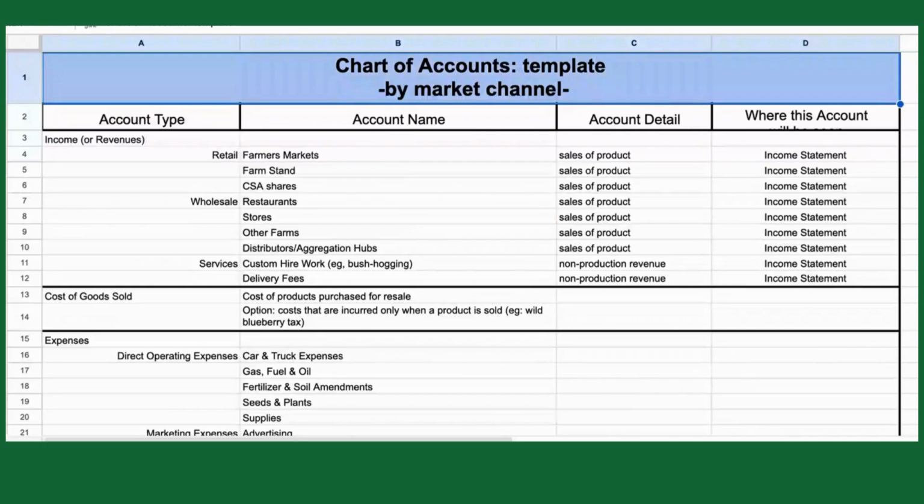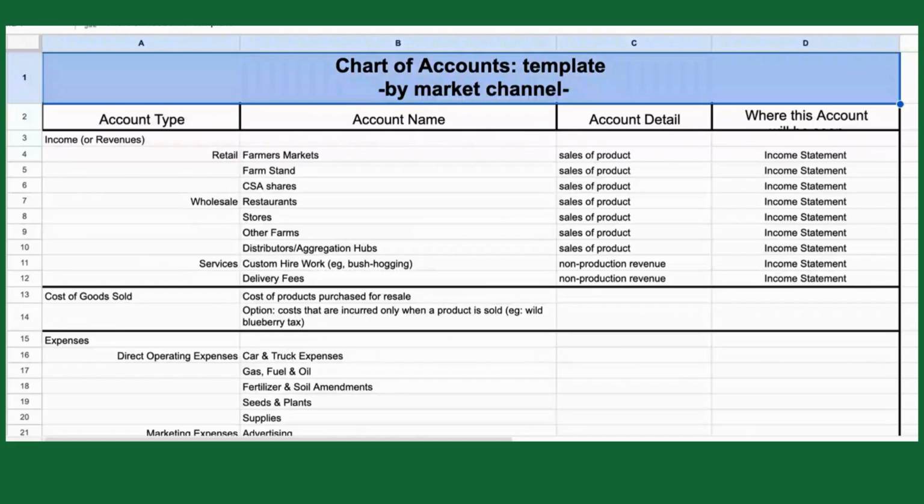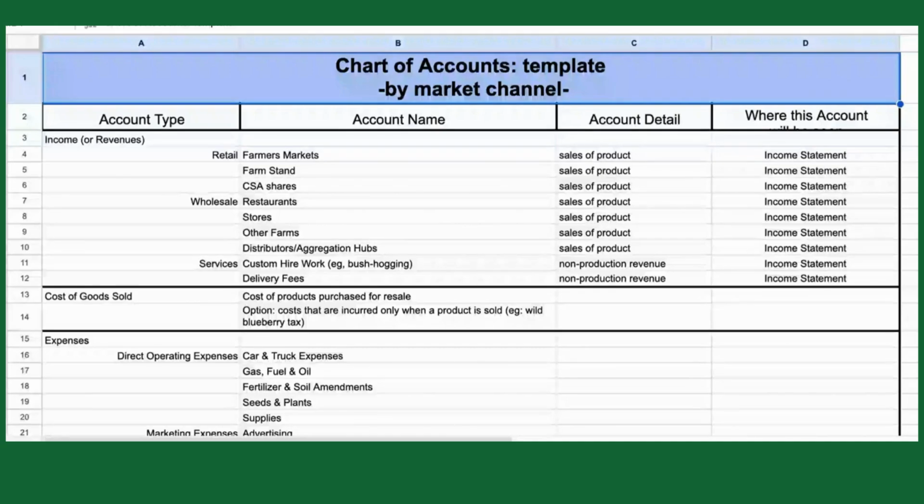And finally, one more very important strategy in setting up your chart of accounts: create parent categories or sections with children and even grandchildren accounts as needed. This really gives clear form to your scaffolding, particularly in the income statement. You can see here in this template, in the income accounts, I have created parent categories named retail, wholesale, and services, the major types of market channels, and each of these have their own children accounts. But also, this applies to your expenses section where you want to build accounts with parent and children categories.